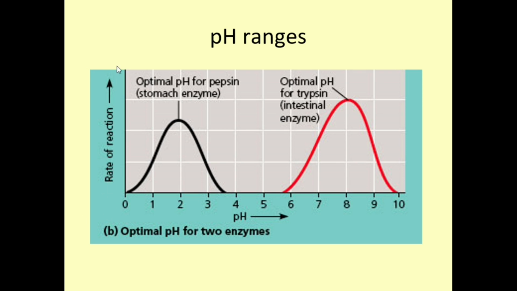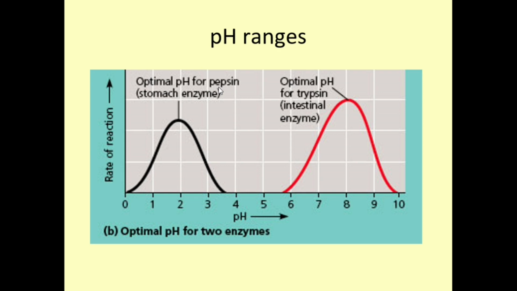And again, up our y-axis here, we've got the rate of reaction. So this is how quickly the enzyme is carrying out the chemical reaction. And what we're looking at here are actually two human enzymes. So these are enzymes that are in us working away right now. And these are two enzymes from our digestive system. On the left-hand side here, with the black line, we have the reaction rate for an enzyme called pepsin.